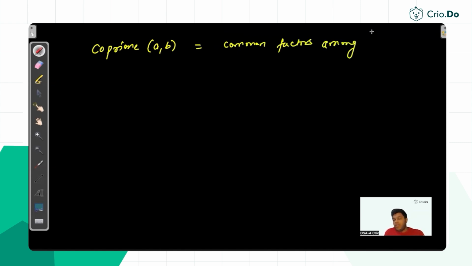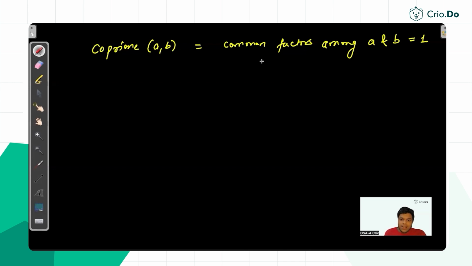Two numbers are said to be co-prime to each other. Let's say co-prime of a comma b is said to be true if the list of common factors among a and b is just one number, which is not 0 but 1 itself. That is, common factors among a and b should be only the number 1, not other than that. Or you can say the highest number which is a factor of both a and b is nothing but 1.